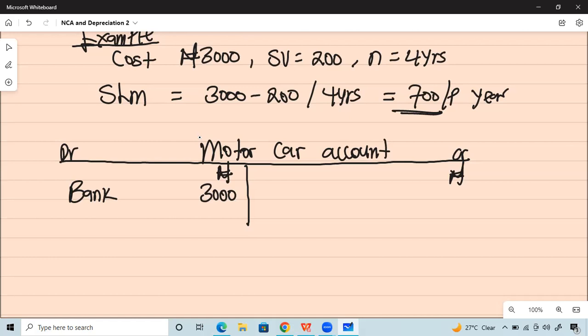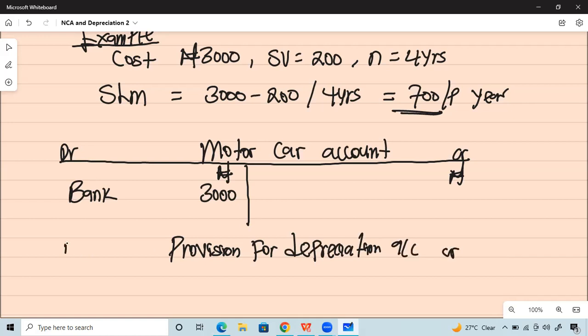So our bank account has been credited. We now need to debit the motor car account. The next ledger that you need to open is provision for depreciation, the provision for depreciation account, with credit and debit.